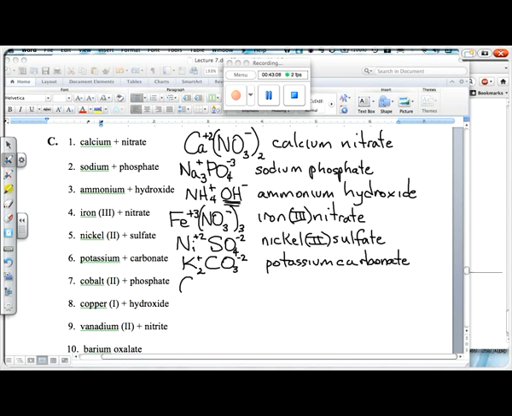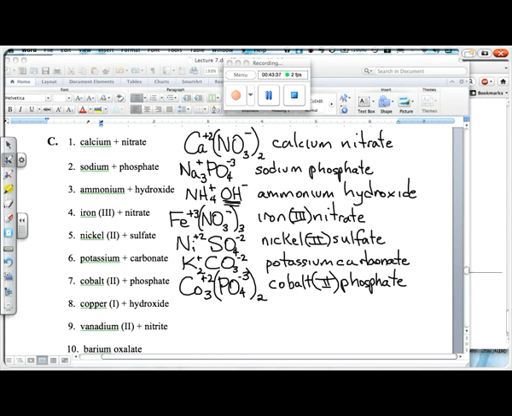Cobalt is a transition metal, so that's why the 2 is there. So that means it's a +2. Formula for phosphate, PO4, -3 charge. Focus on these charges. Make them both 6. So I've got to put a parentheses around the phosphate. Looks complicated, doesn't it? Cobalt 2 phosphate.